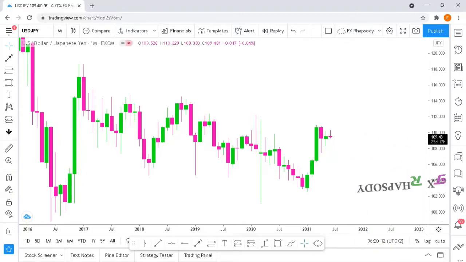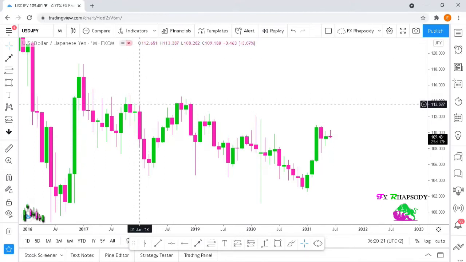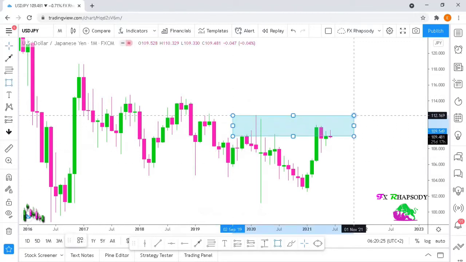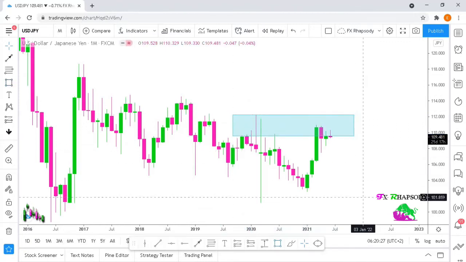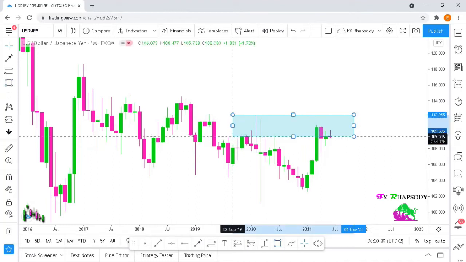Today we're going to be looking at the US dollar Japanese yen, and we're also going to be looking at the euro USD. But let's start off with UJ. Now on the monthly time frame, we can see this big supply area that has formed over here. We've talked about the supply zone before.